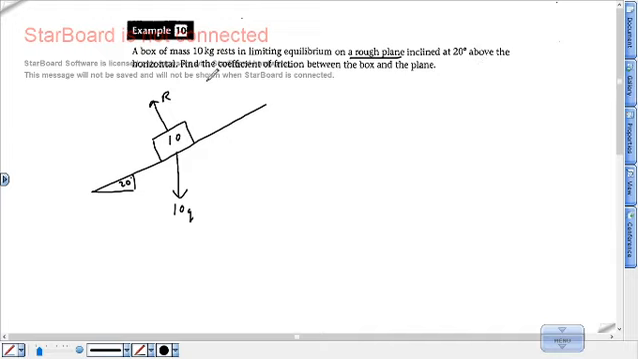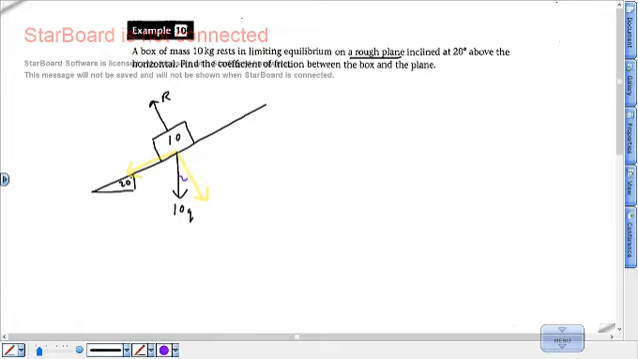Anyway, so 20 degrees above the horizontal. Find the coefficient of friction between these two. So we've got to find mu. It's in limiting equilibrium. So we know that if that was left like this, what would happen? Well, componentalize this. A bit of this force will want to drag it downwards, and a bit of that force, the weight, will want to go like that. So let's just have a look at what these will be.